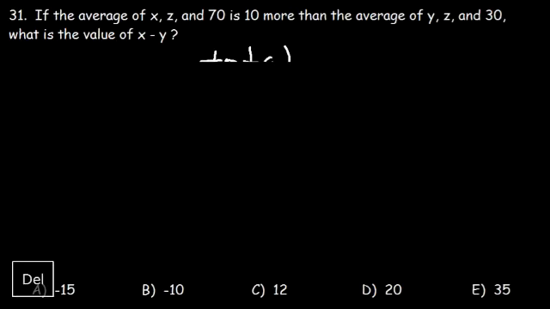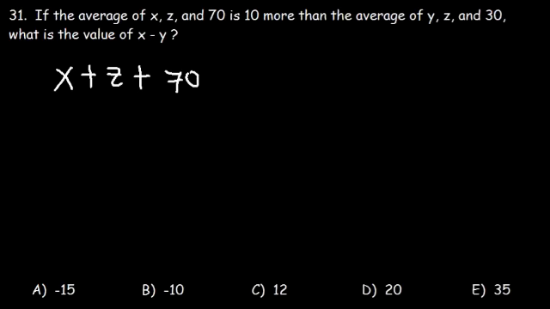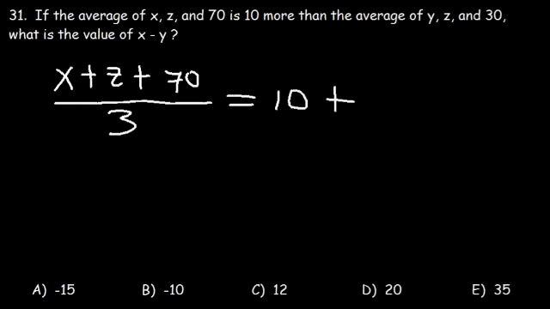But now let's see if we can use that to solve this problem. So the average of x, z, and 70, the average of those three numbers, is the sum x plus z plus 70, like we did 10 plus 11 plus 12. And then because we have three numbers, the average is going to be the sum divided by 3. So that is equal to 10 more than the average of y plus z plus 30 divided by 3. So that's the equation that we have.